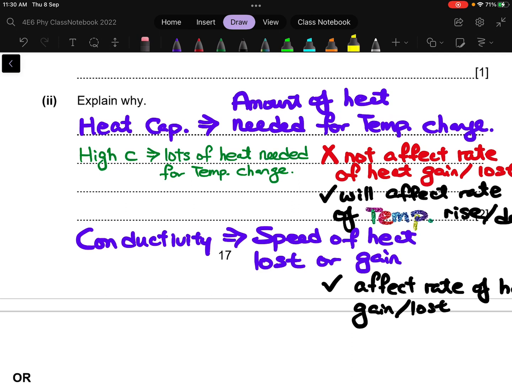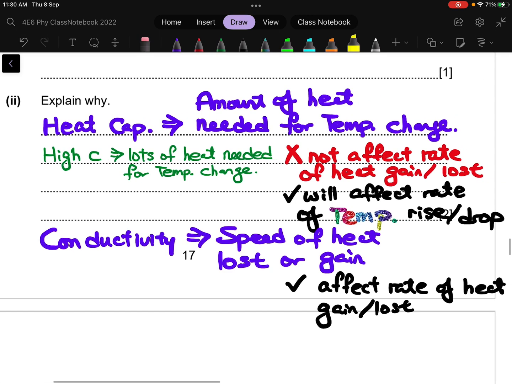When you explain why the material you choose is good, you need to show me that you understand that heat capacity relates to the amount of heat, not how fast or slow the heat is gained or lost. For example, if you have a high heat capacity, you need to tell me that it affects your temperature rise or drop. Because heat capacity tells you that if you receive this amount of energy, how much the temperature will change. So when you explain why this particular specific heat capacity is good, you should relate it to the speed of temperature rise or temperature drop.